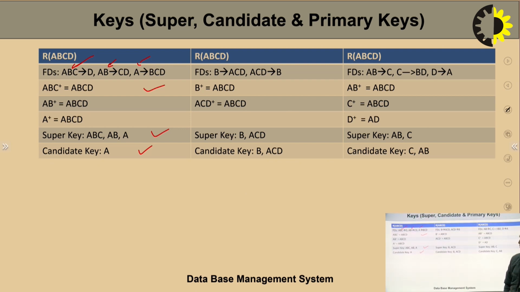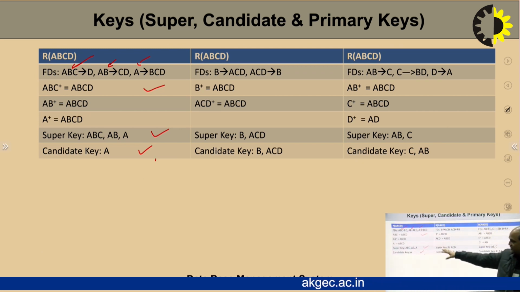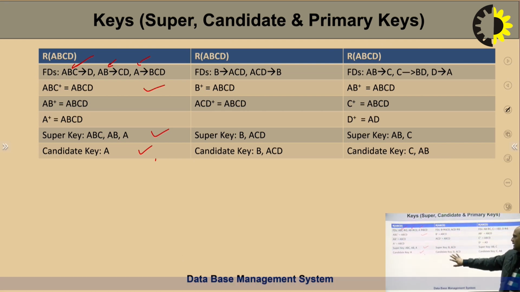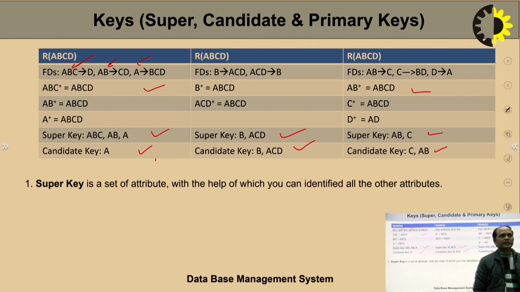In the first example, the candidate key is A and the super keys are ABC, AB and A. These three are the super keys and the single attribute A is the candidate key. In the second relation, we find out the closure, and after finding the closure, we find out the super key and candidate key in the same way.